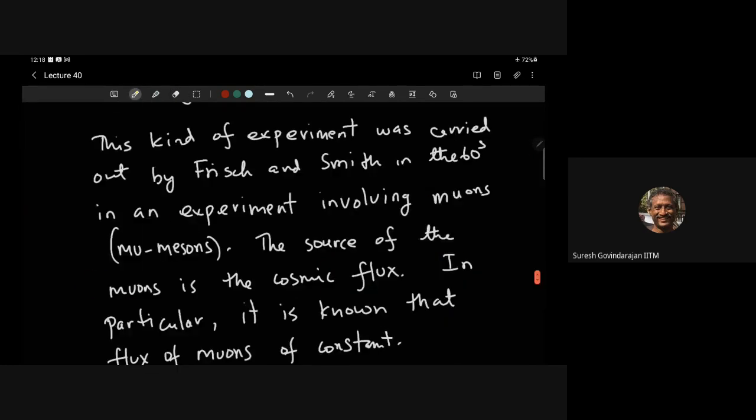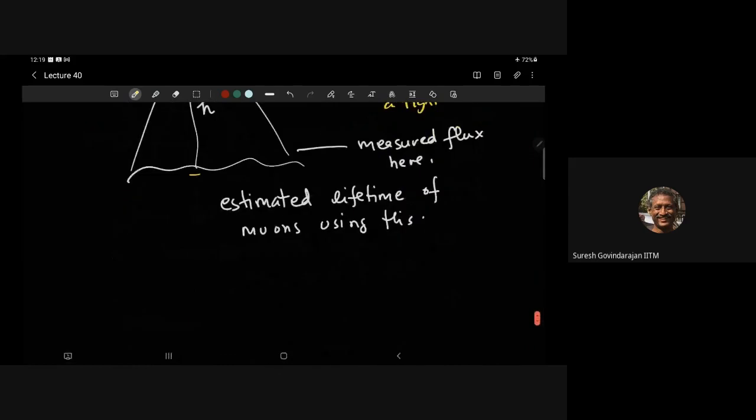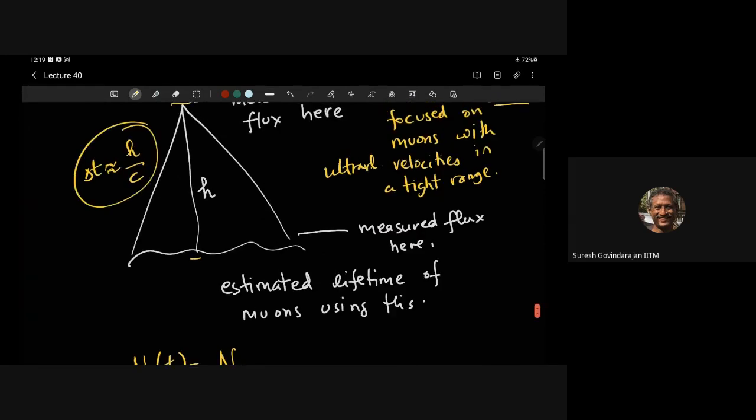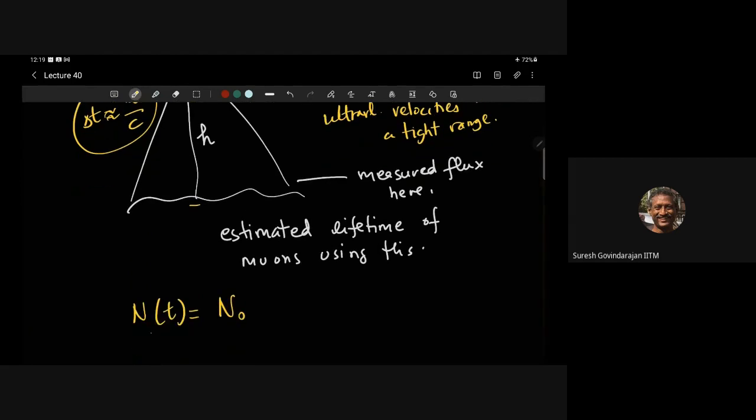They can use a similar formula and estimate the lifetime. Because they know the gamma factor, they can check. So what they should see is N of t. N here is the flux, which doesn't matter for the formula's purposes. They should see N of t equal to the flux at the top, the mountain top, and this at the bottom. And this t here is this delta t.